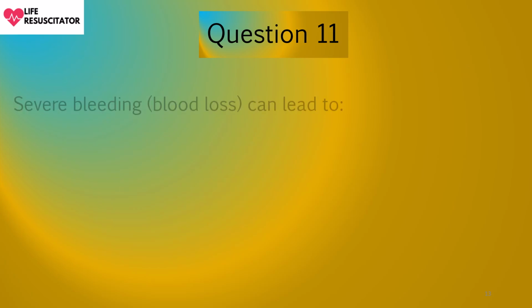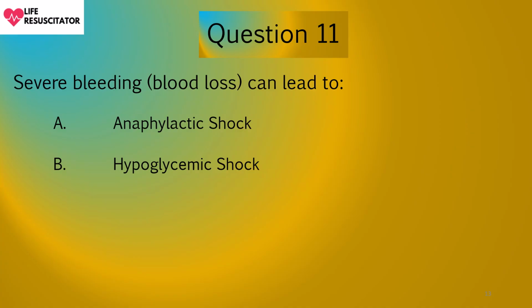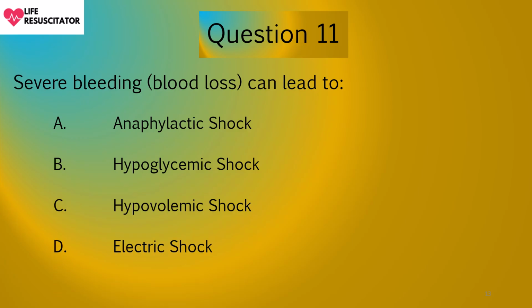Question 11. Severe bleeding or severe blood loss can lead to A, anaphylactic shock, B, hypoglycemic shock, C, hypovolemic shock, D, electric shock. Make your choice. Write it on the sheet of paper that you have, please, and then let us go to question 12.